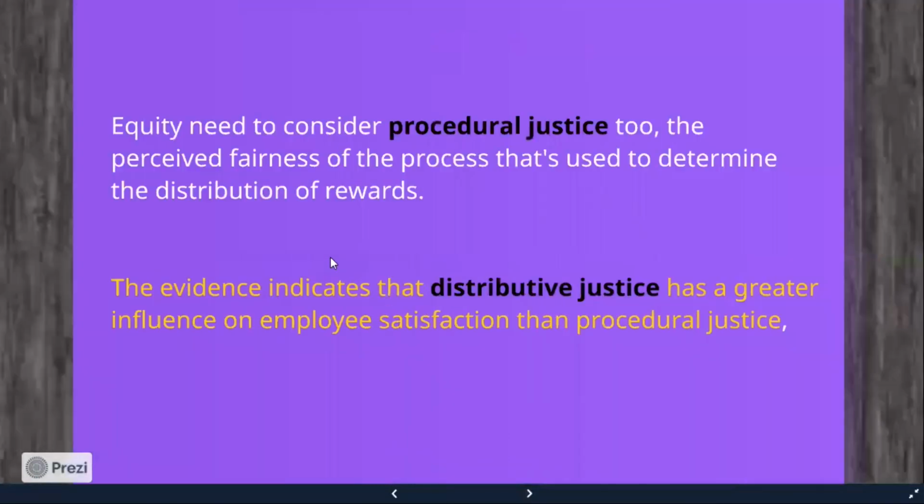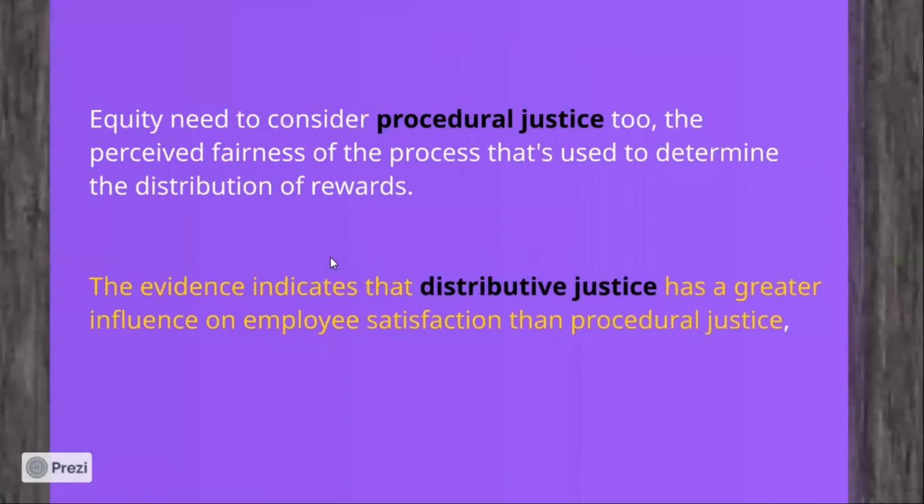So this is an important one. Equity needs to consider procedural justice too: the perceived fairness of the process that's used to determine the distribution of rewards. We have to think about the procedure. How is it done? It's easy to go into performance-based salaries or rewards, but the company is walking into a dangerous minefield if you do not have a proper assessment procedure. Performance-based systems may put too much power in the hands of the manager, who may be biased in decision making. And the analysis of how the performance is valued should be fair in the eyes of the workforce. It has to be, otherwise it will result in issues.